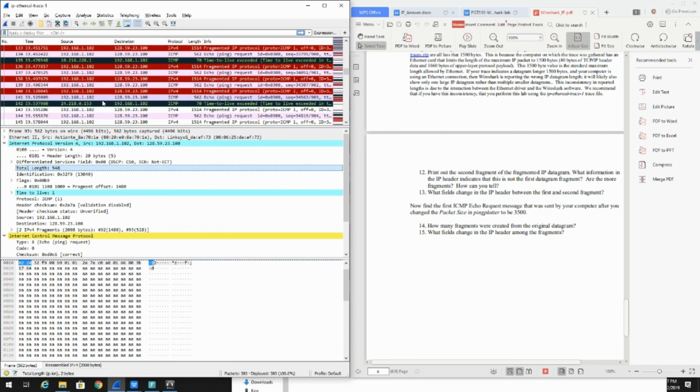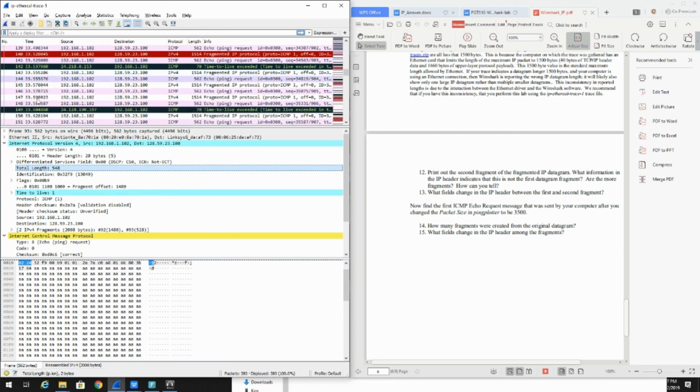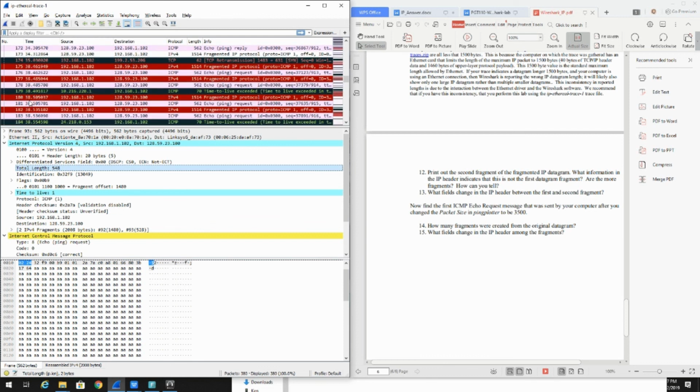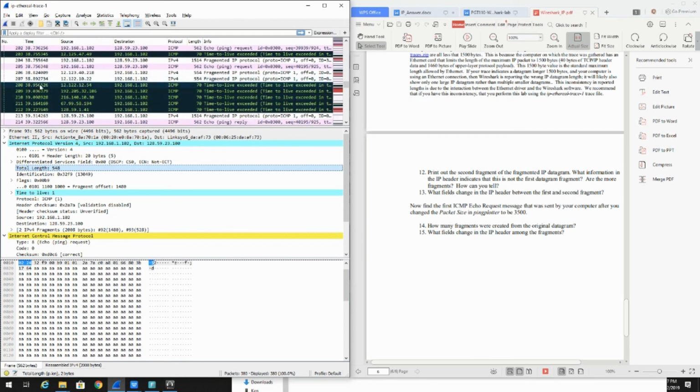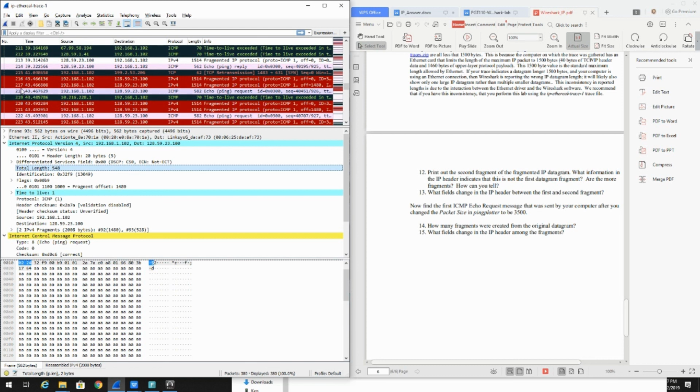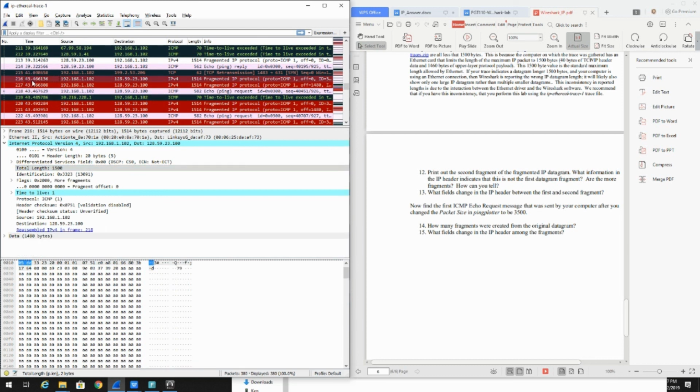And finally, the third header has the same total length as the first one, which is 1500, with a 0 fragment offset. And that's all. Thank you.